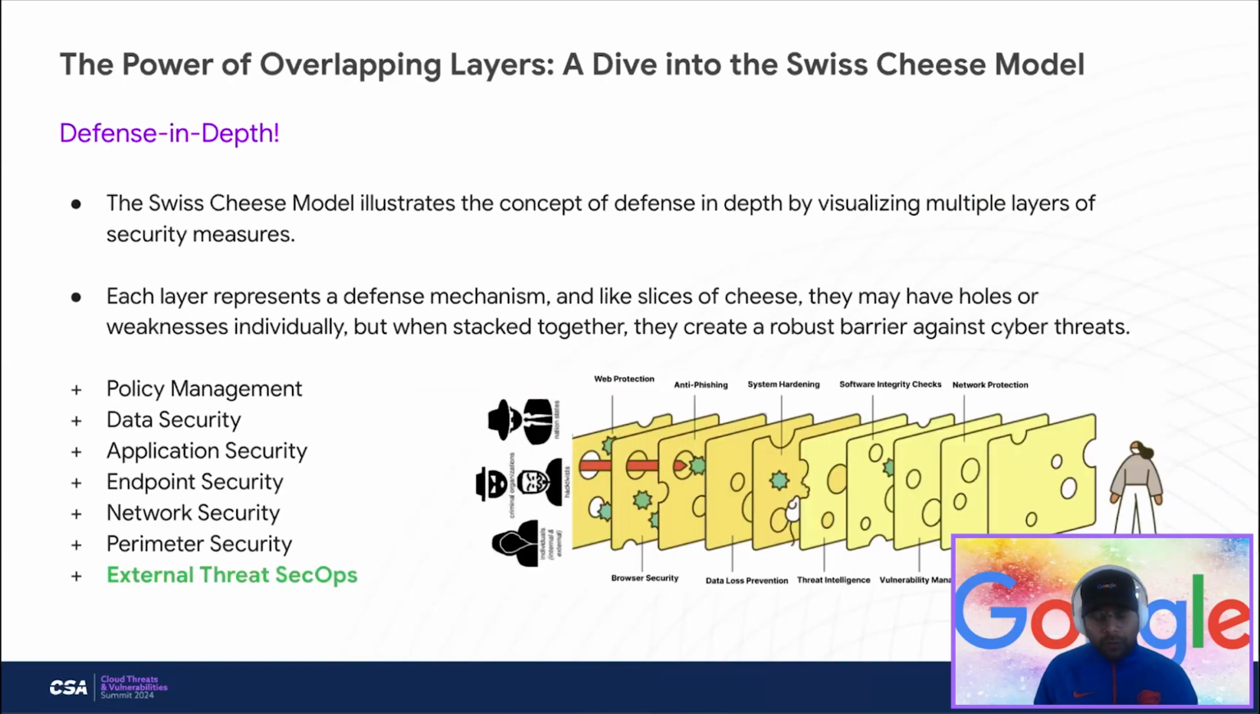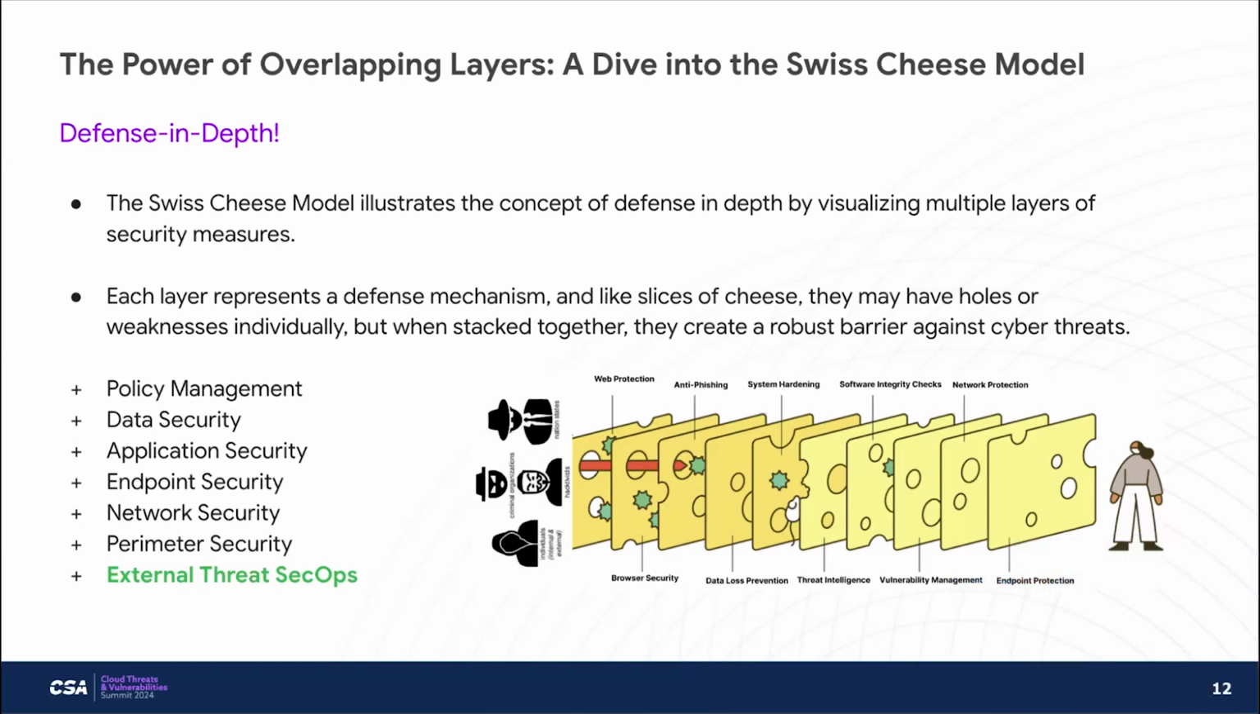And then the power of overlapping layers, like defense in depth. I think this is one of the concepts that everybody knows as soon as they enter the cybersecurity domain, or even the IT field in general. One model that I really love to use to explain this concept is the Swiss cheese model, which basically means making sure that our defenses are like slices of cheese, so that even if we have holes in one or two layers, the other layers block them.